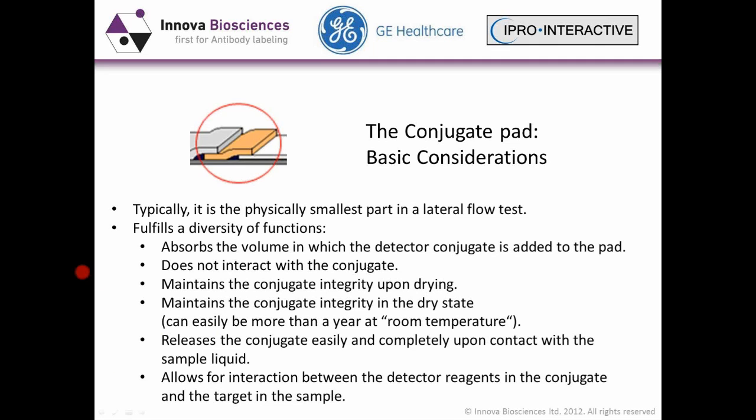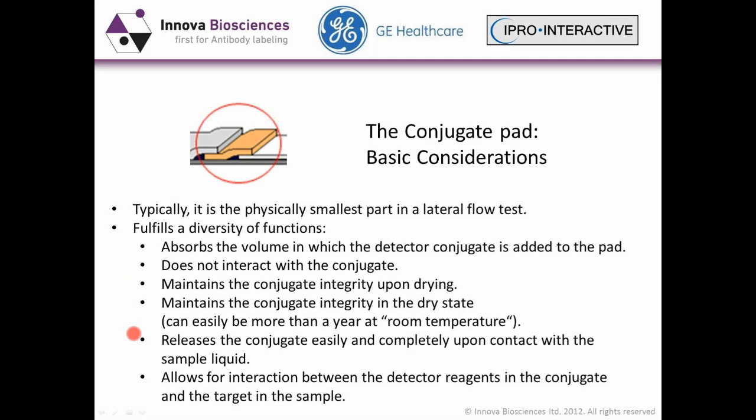The next pad that your sample sees is the conjugate pad. Typically, this is the physically smallest part in a lateral flow test, but you would like it to do a number of jobs for you. At first, it must absorb the volume of detector conjugate that you add to the pad. It must not interact with the conjugate. It is to maintain the conjugate integrity upon drying and in the dry state, which can easily be more than a year at what people call room temperature.